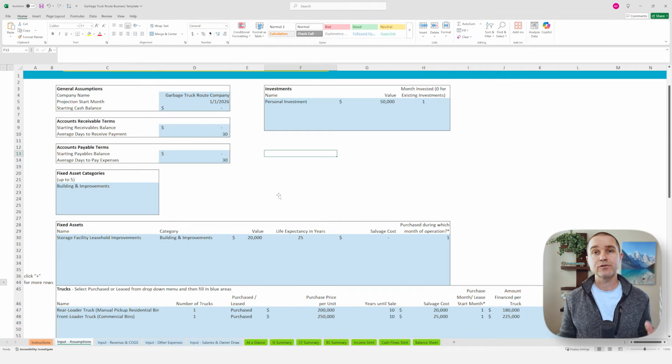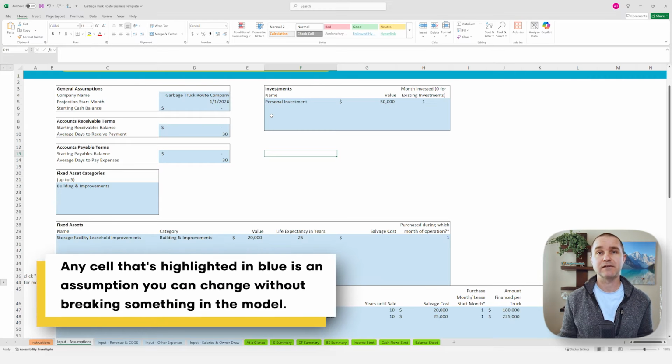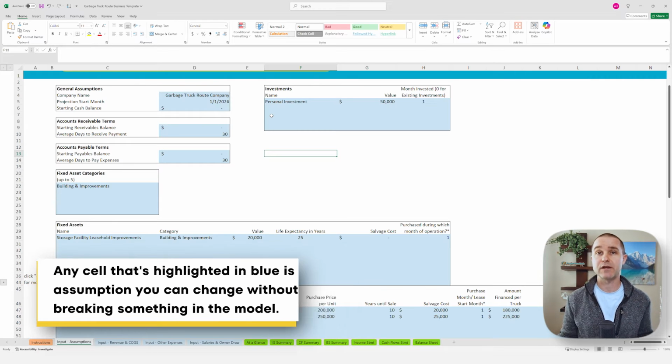Okay, so in order to produce all of these reports, we have a bit of work to do. We got to go through these input tabs and enter in our assumptions on these various blue assumptions. So the first thing you need to know is that any cell that's highlighted in blue is an assumption you can change without breaking something in the model.